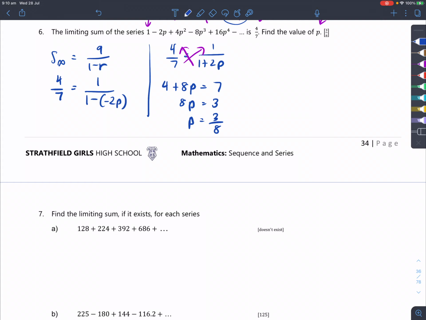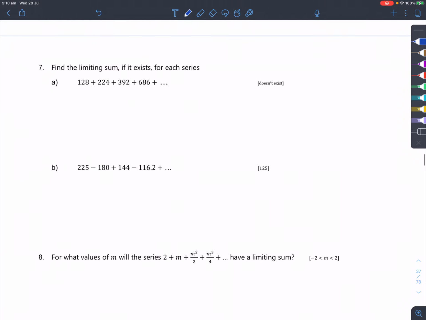Question 7. Find the limiting sum if it exists for each series. Remember that our series only has a limiting sum if the ratio is between negative 1 and 1. Actually, this must be the case. So let's find our ratio. Our ratio in this case is 224 over 128. Using my calculator, 224 divided by 128 is equal to 1.75. This is clearly not between negative 1 and 1.